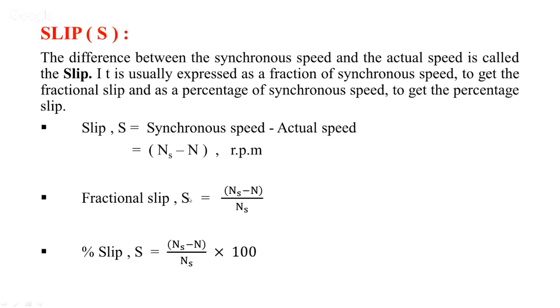Fractional slip is given by the equation ns minus n, that is the difference between the synchronous speed and the actual speed, expressed as a fraction of synchronous speed: ns minus n divided by ns. And percentage slip is given by ns minus n divided by ns into 100. So this will give the percentage slip. There is no unit for slip.